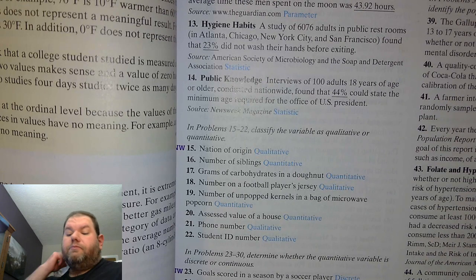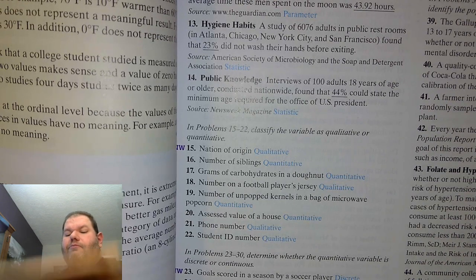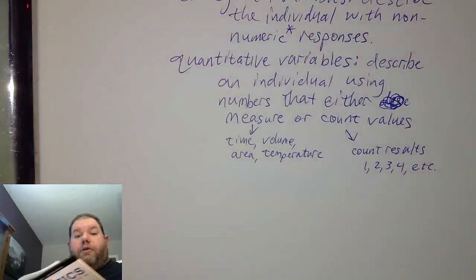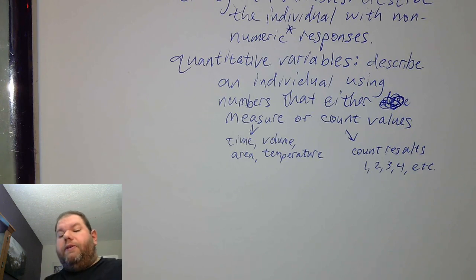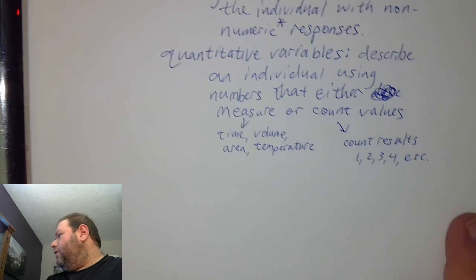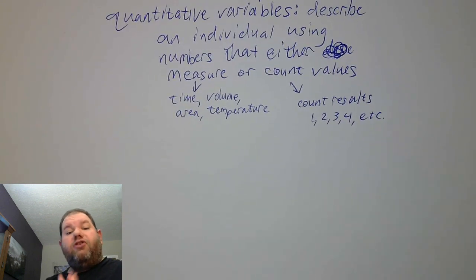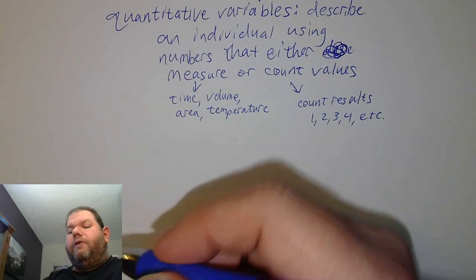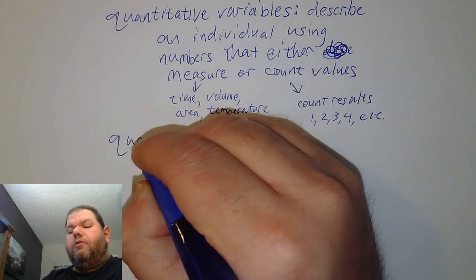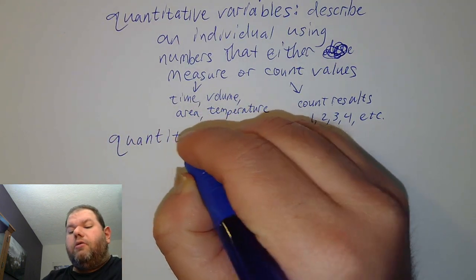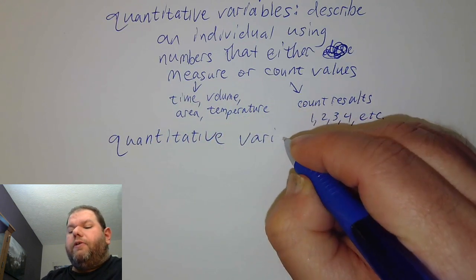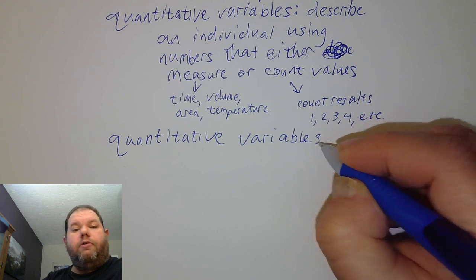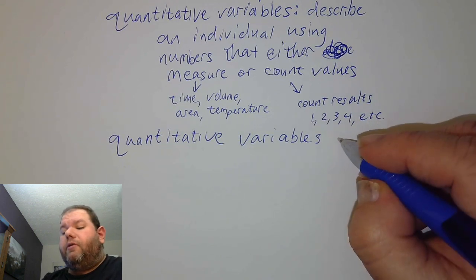Now, I'll give you some of those to work on in homework, because I just looked at some of the even ones there. We'll still do the odd ones. Now, quantitative variables are actually split up into two subcategories. So quantitative variables may be what we call discrete or continuous.